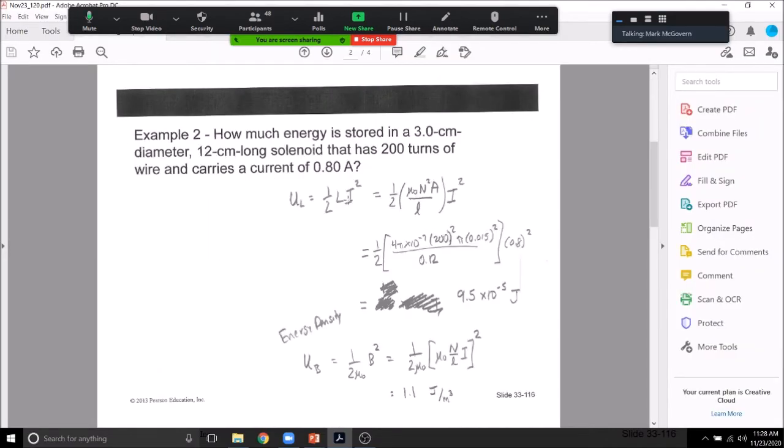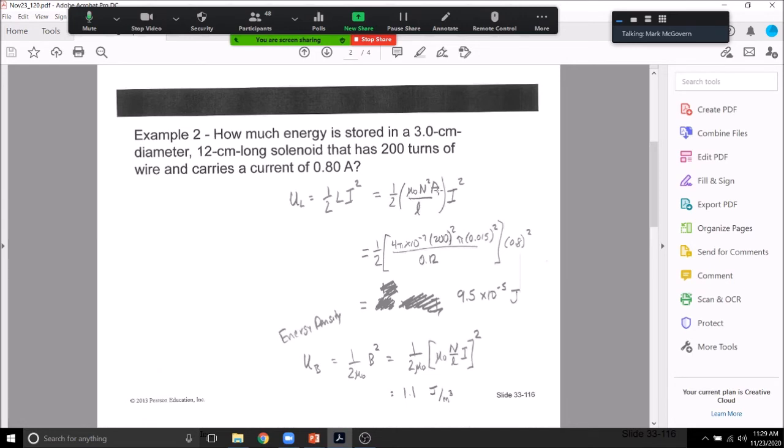All right, how much energy is stored in a 3 centimeter diameter, 12 centimeter long solenoid that has 200 turns of wire and carries a current of 0.8 amps? Real straightforward problem here. Let's see. To do our potential energy of the inductor, it's 1/2 L i squared. We have a current. We kind of have the inductance because we have the geometric setup of the solenoid. So that's mu naught n squared A over L.